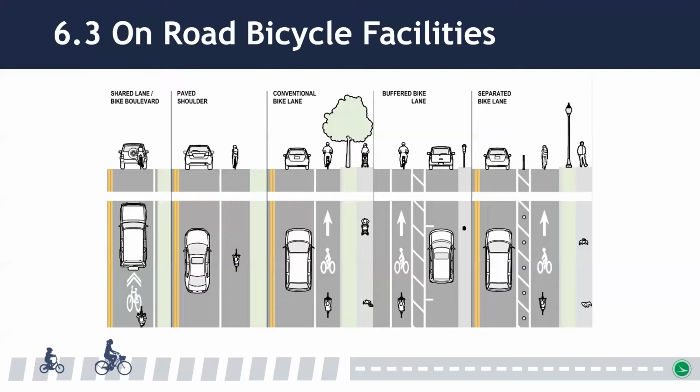A pavement shoulder is sometimes provided to accommodate bicyclists, particularly in rural areas. And in our bicycle lane group, buffered bicycle lanes provide additional horizontal separation through pavement markings between the bicycle lane and the general purpose lanes, parking lane, or both. And a separated bicycle lane provides both the horizontal separation that a buffered bike lane provides and also provides a vertical element, such as a curb, parked car, or flex post within that buffer space. We will walk through each of these in the next few slides.